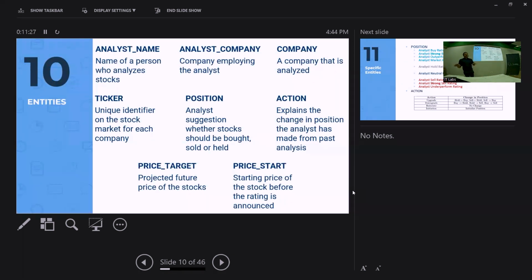We pinpoint important things. We have the name of the person who analyzes the stock. We have the company employing the analyst, and the company that is being analyzed. We have the ticker for a given company. We have the position, whether it should be bought, held or sold. We have the action, which is a change in the opinion of the analyst. We have the price target and the starting price of the stock.